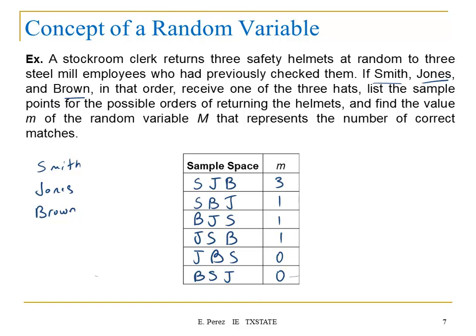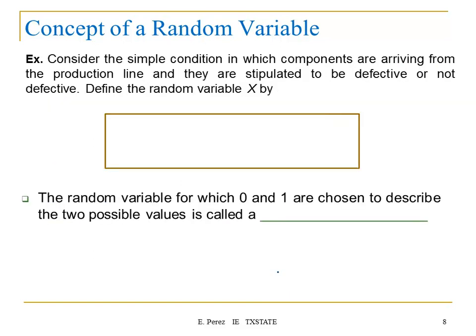Okay. We're going to have another random variable that is very important. This one is used very often. So in order to introduce that random variable, I'm just going to use this example to consider the simple condition in which components are arriving from the production line, and they are stipulated to be defective or non-defective. Define the random variable X. So what are the possible values for this random variable?